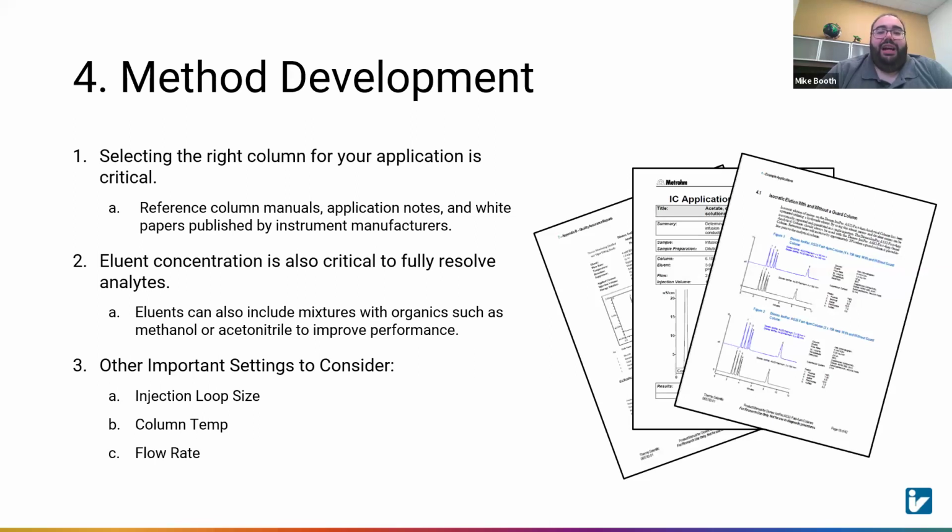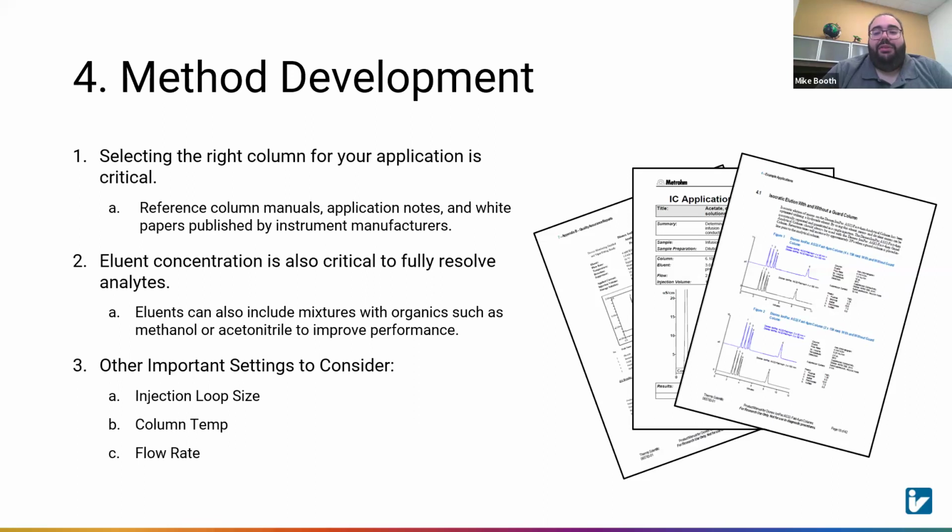I would recommend, if you don't have your column manual for the column you're using, go ahead and download it. Download the column manual for every column you have, and download the column manual for every column you don't have. If you can get PDFs of them, they're very easy to search. So as you're trying to create a new method, you can open them up, search for the analytes that you're wanting to measure, and it'll point you in the right direction of where to go.